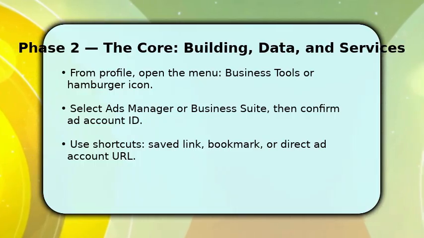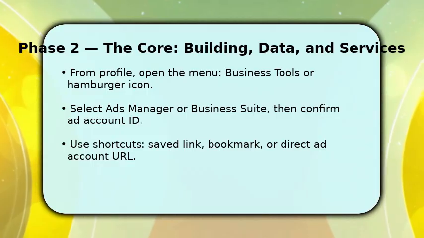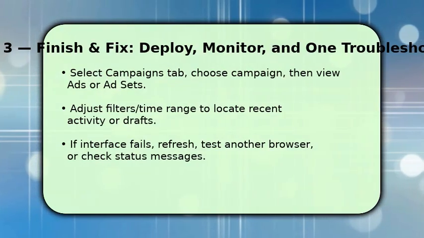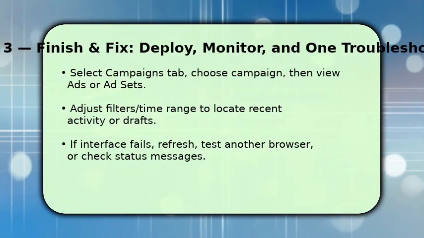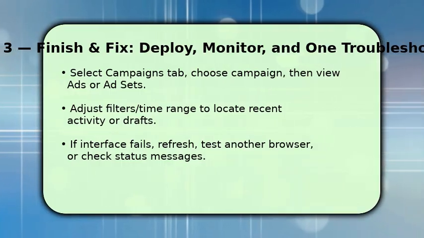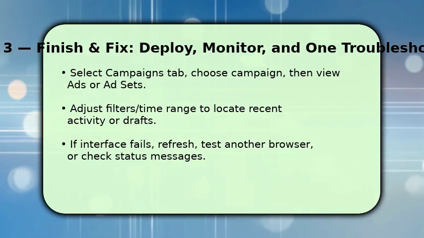Also, save a bookmark or use a direct saved link for faster access later, because consistent navigation keeps your workflow efficient. Finally, open the Campaigns tab and select the campaign you need, then switch to Ad Sets or Ads to make edits. Make sure filters and date ranges are set correctly, because a hidden filter can make your items disappear.